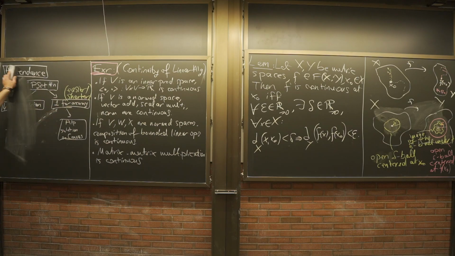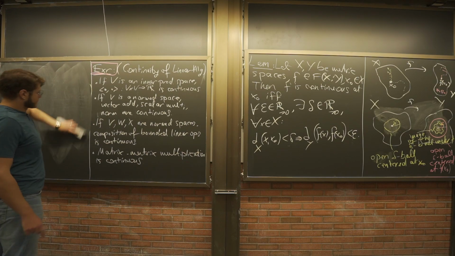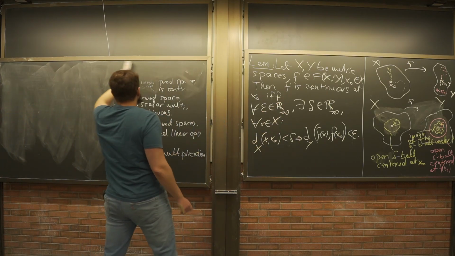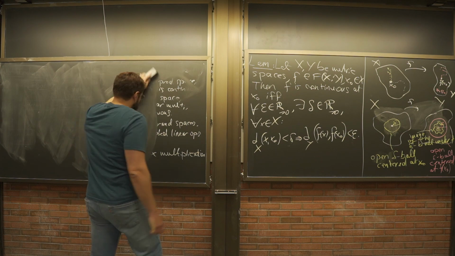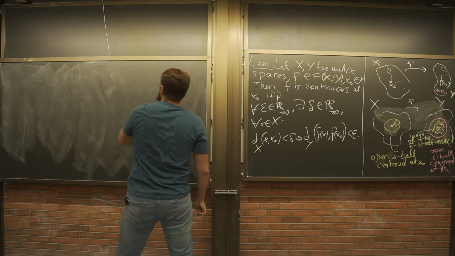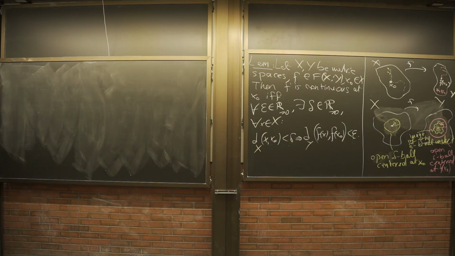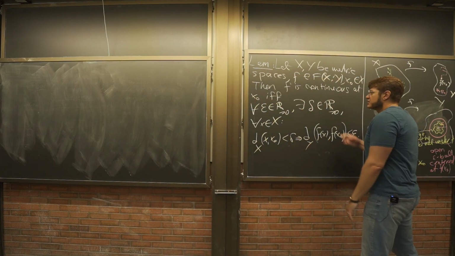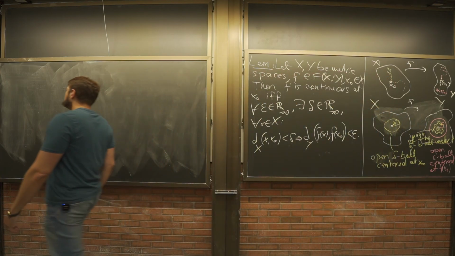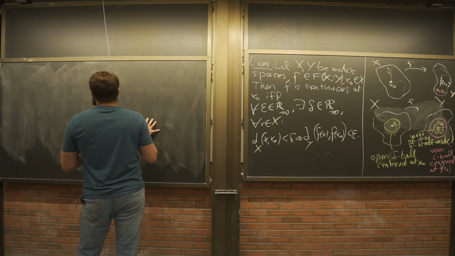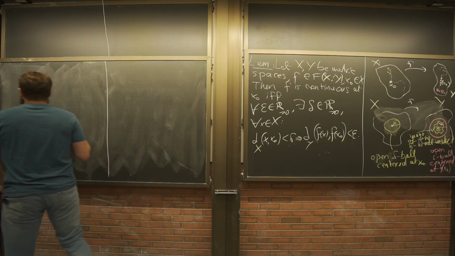Anyway, so we need to prove this. It's an equivalence, right? If and only if, which means that we need to prove two statements. Let's start with the backwards direction. Let's assume the epsilon delta statement and show that for any sequence that converges to x0, its image under f converges to f of x0. Proof.